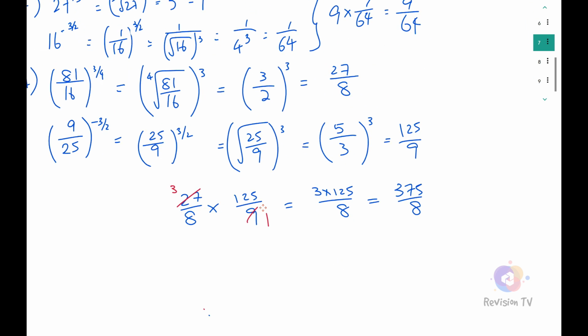When you then multiply them together, try to cancel down the fractions before you multiply, which makes life a lot easier. You can see that doing 3 times 125 is a lot simpler than doing 27 times 125. So you get 375 over 8. If you want to simplify into a mixed number, you can, but I'm going to leave it like this.